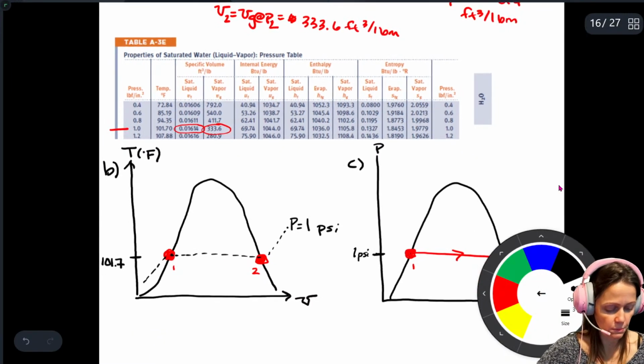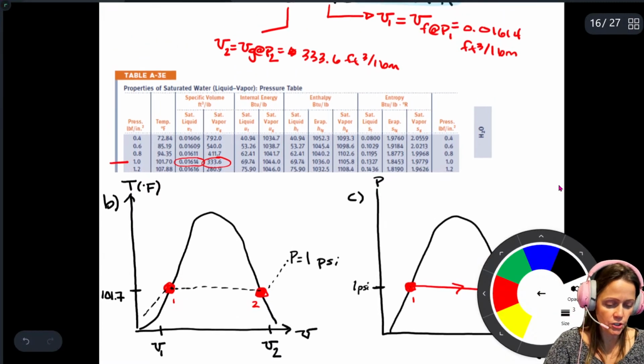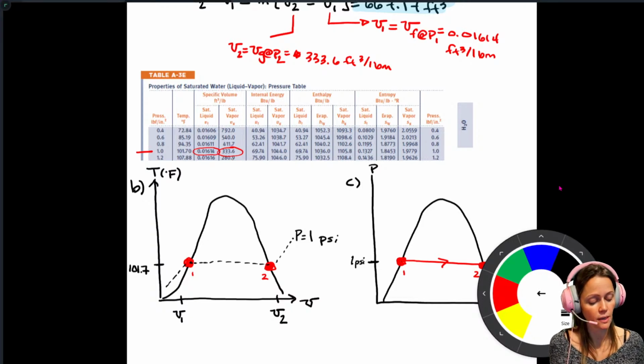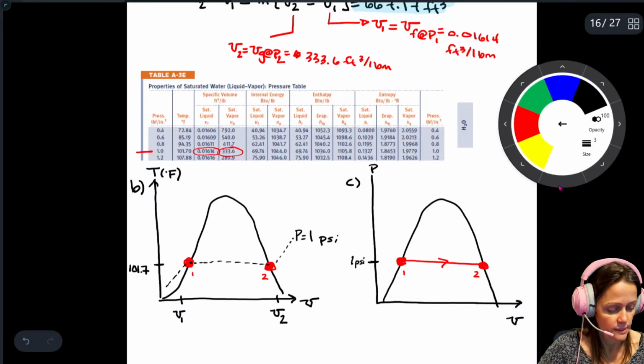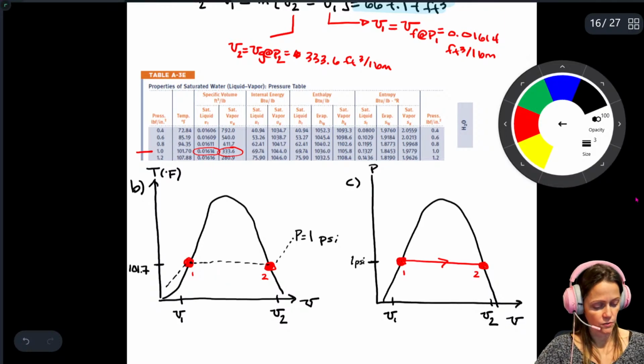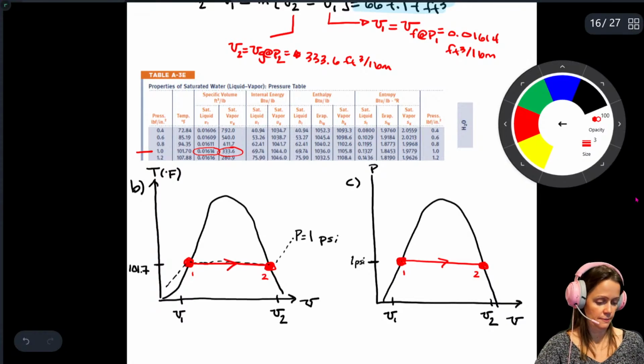And then the only other thing that would make this diagram complete is to make a note of where V1 and V2 are. And since I've already defined the numerical quantity of V1 and V2, that's good. But if I hadn't at this point, I would need to make sure that I looked that up and wrote it, right? V1 is equal to 0.01614, V2 is 333.6 feet cubed per pound mass. Same thing over here. There's V1. And there's V2. And I also need the process path. Perfect.